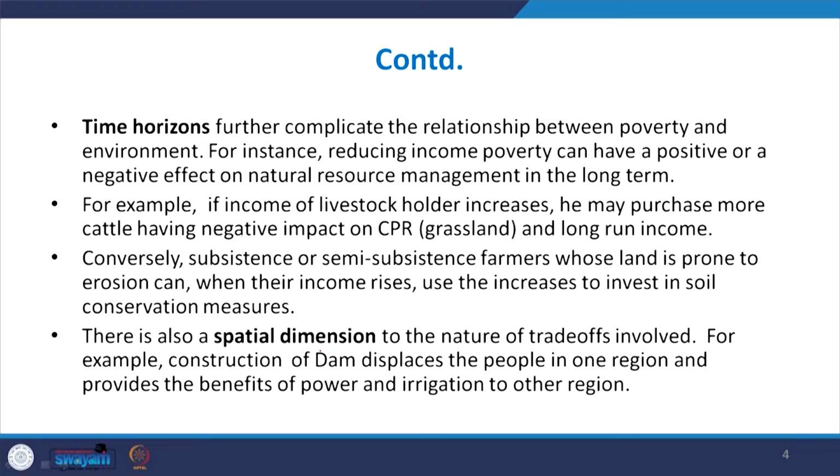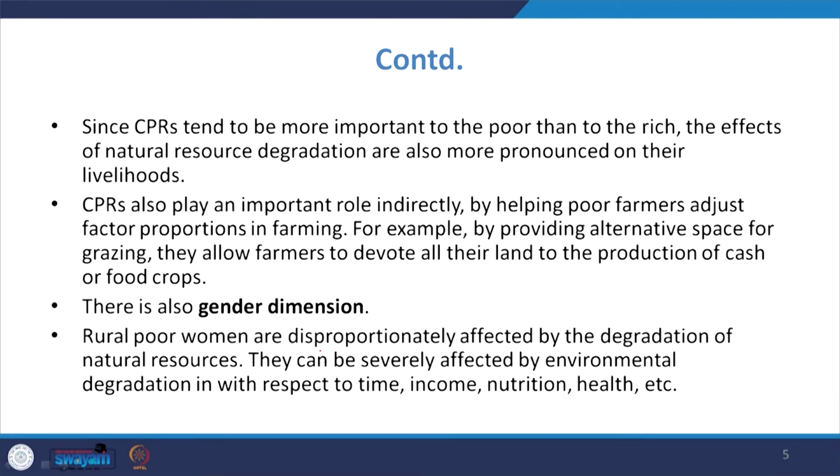So, opportunity actually may be received by the persons far away from the place of intervention, and the degradation due to interventions may affect the people living near the place of intervention. Since common property resources tend to be more important to the poor than the rich, the effects of natural resource degradation are also more pronounced on their livelihoods. So, as I already discussed, poor people largely depend on common property resources as compared to the rich people, and if there is a degradation of these common property resources, then the livelihood of these poor people will be badly affected.